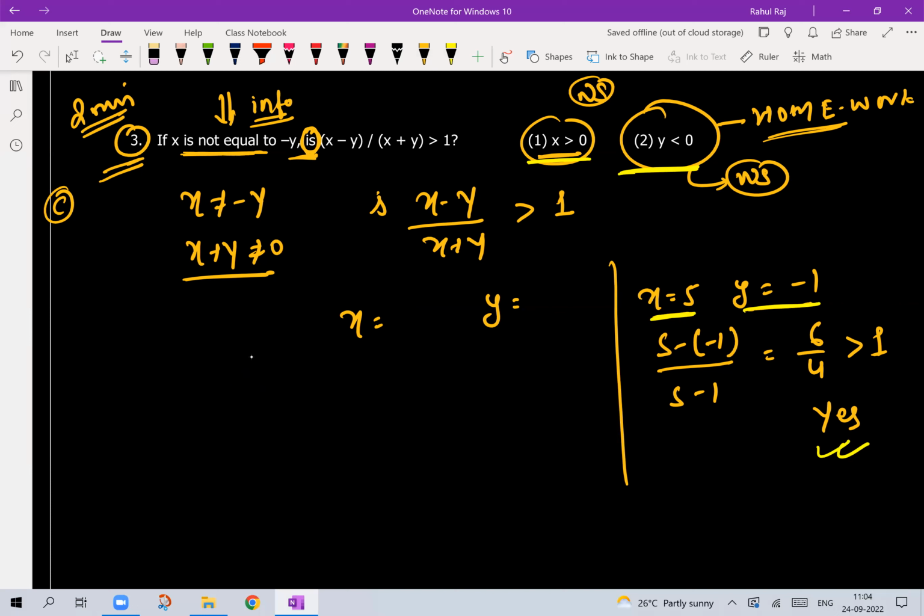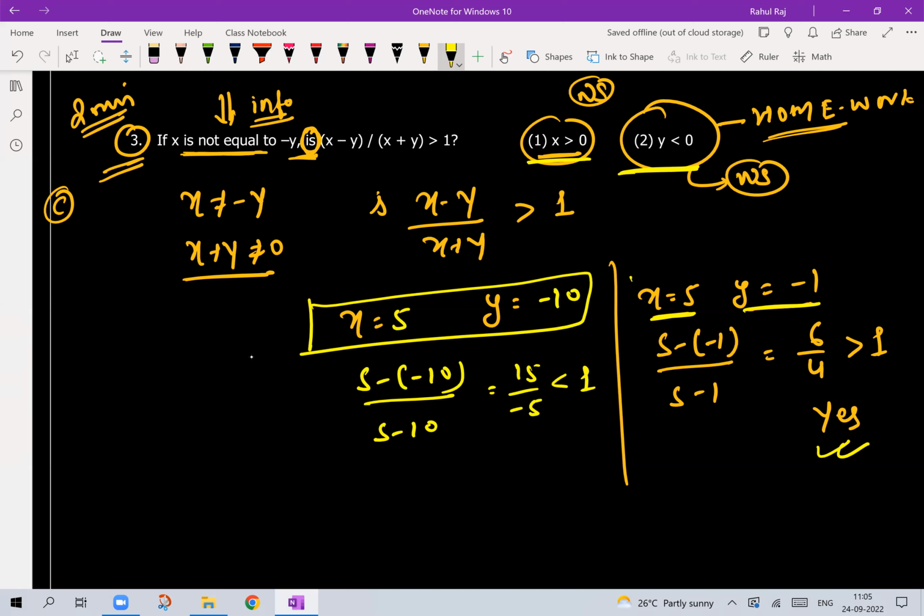Because your job is to create a yes or no situation. So we can take x as say 6 and y as say minus 10. Brilliant. Absolutely. So take x is equal to 5, see here, y is equal to minus 10. (5 minus of minus 10) by (5 minus 10), that is 15 by negative 5, which is less than 1.